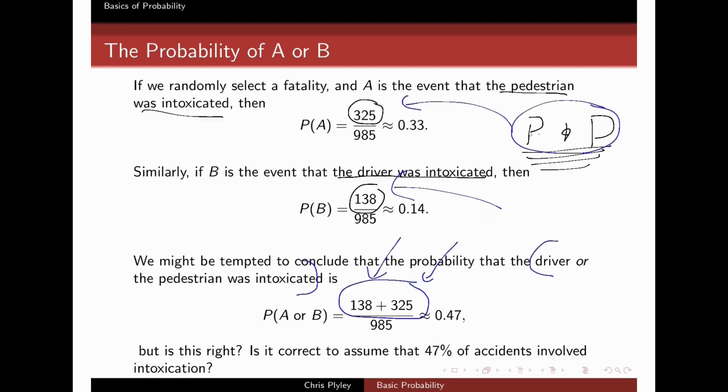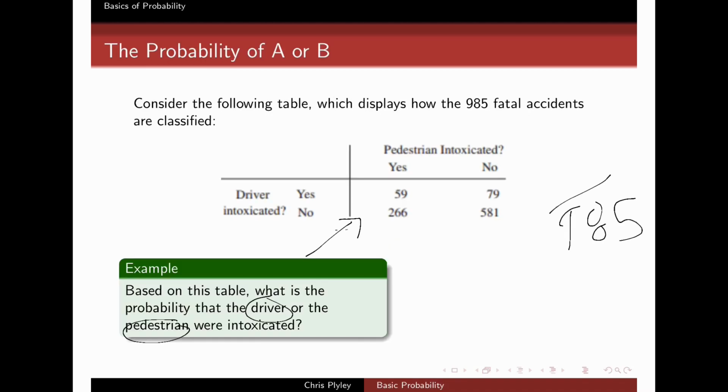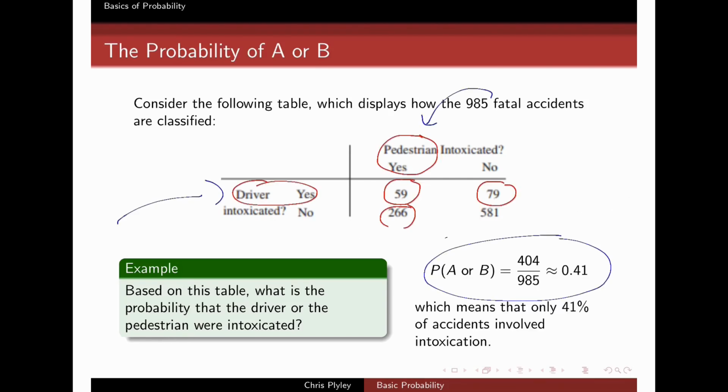This differs from this number. This number is always bigger. It's too big because we've counted things twice. The only time that it would be equal, well, the only time we can actually do this is if this number was actually 0. We'll talk about that more in a minute. So, to find the probability of A or B, we can't just add up the probability of A and the probability of B. It actually happens that only 41% of the time was somebody intoxicated, either the driver or a pedestrian.